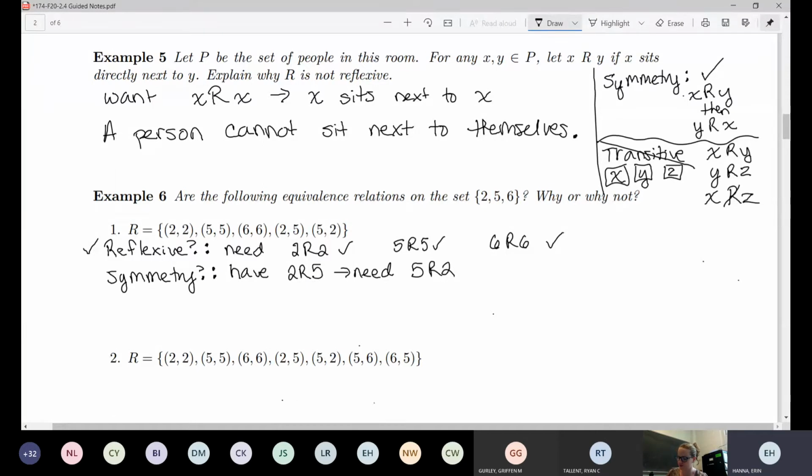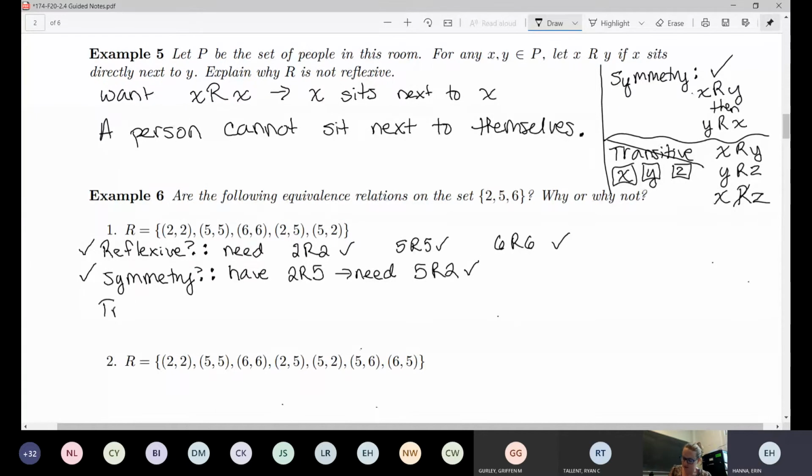But we have that 2 is related to 5, so we would need essentially the opposite direction, if you will, which we have. So we have that 2 is related to 5, and 5 is related to 2. So this would be symmetric. Hopefully that makes sense. And then what about transitive?